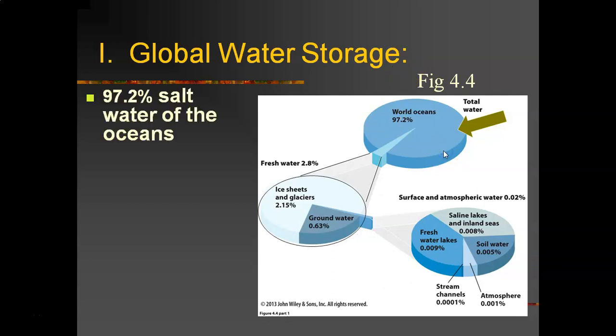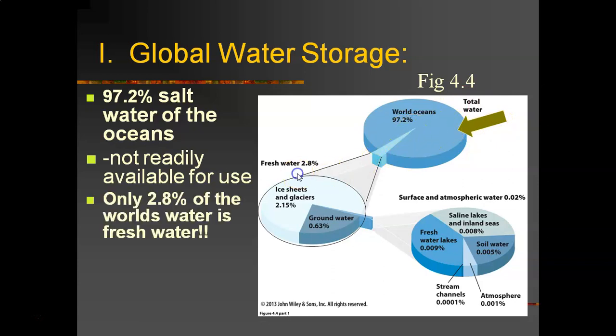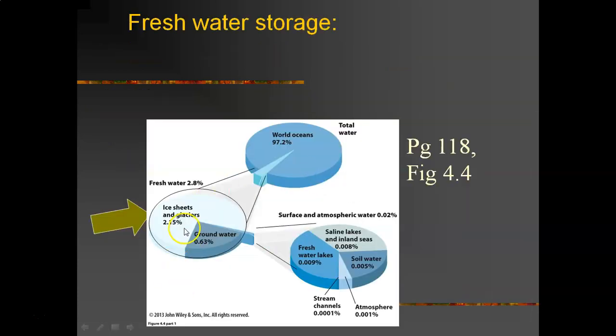And it really shouldn't be too surprising that by far the majority of water on Earth is stored in the oceans, 97.2%. But that's salty water, saline water, so that's not really quite readily available for human use. Then the remaining, really small amount, 2.8%, represents the world's fresh water. Right? And what we're going to do now is take a look at that little bit, 2.8%, and see where the fresh water is stored on Earth.